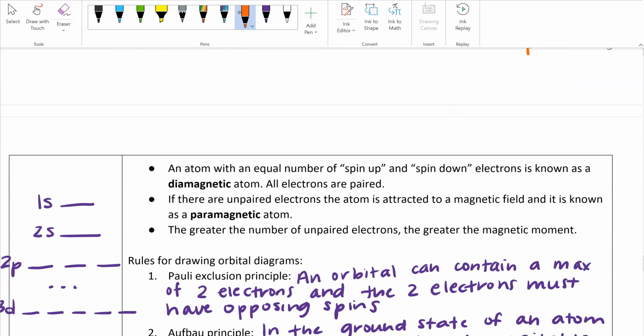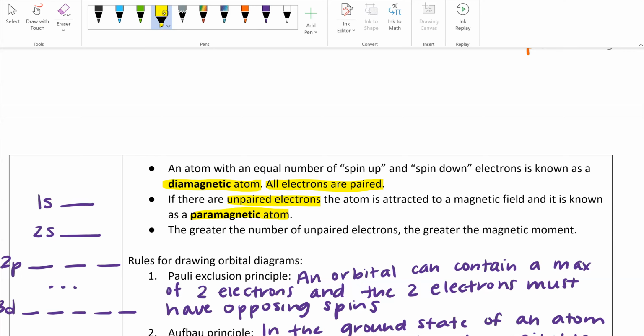If you have an atom with an equal number of spin up and spin down electrons, or they're all paired, that's a diamagnetic atom. And again, that just means all your electrons are paired, so you don't have any individual ones. If there are unpaired electrons, the atom is attracted to a magnetic field, and it's known as a paramagnetic atom. So again, paramagnetic is unpaired. You've got to be careful. There's a little bit of a trap here. Sometimes people see para and they try and make that into paired, but it is not. So paramagnetic is the unpaired electrons.